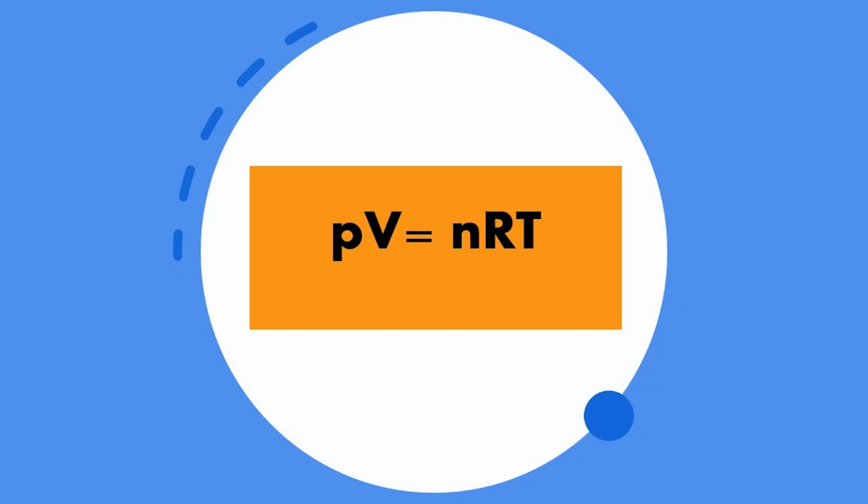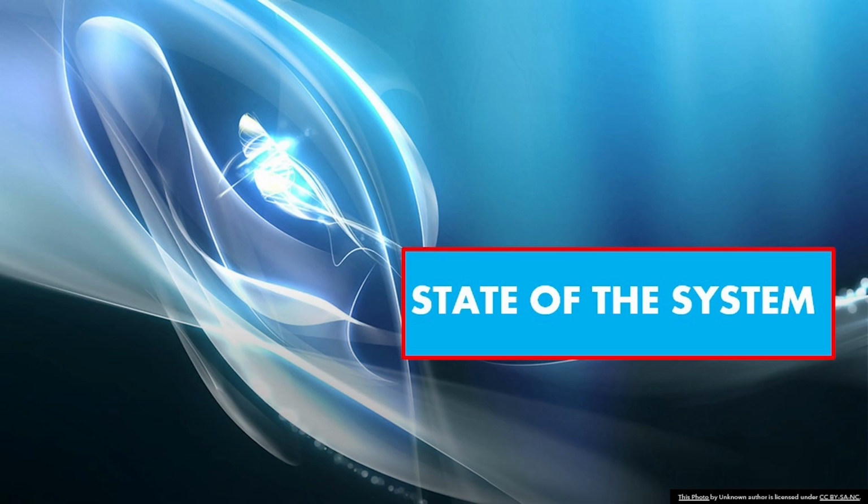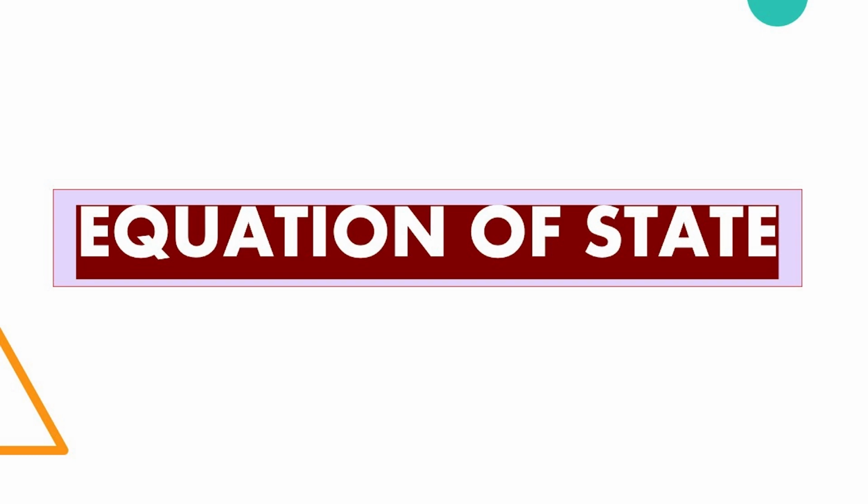Dear students, so we learned about the ideal gas equation. What is that equation? PV is equal to nRT. So I will ask one question. How many variables are present in the ideal gas equation? Yes, it's 4. What are they? They are pressure, volume, temperature and number of moles. By using these variables, we can describe the state of the system of gases. So this equation can also be called the equation of state.